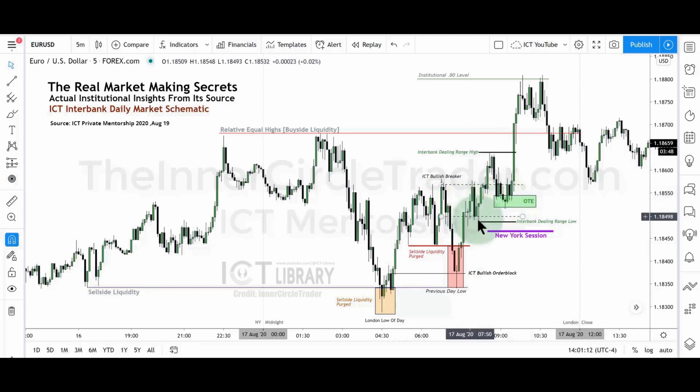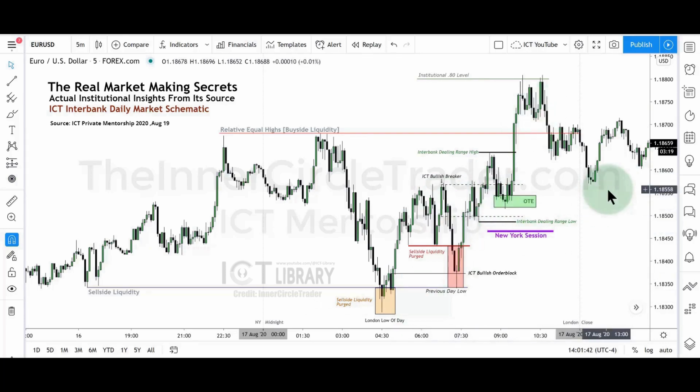We're below 50% of the low to high of this interbank dealing range, so we are in a discount. We trade to optimal trade entry. We trade into the mean threshold of this big down close candle. So we have a mean threshold there. We have the mean threshold of the bullish breaker overlapping with the New York session and with a bullish bias.